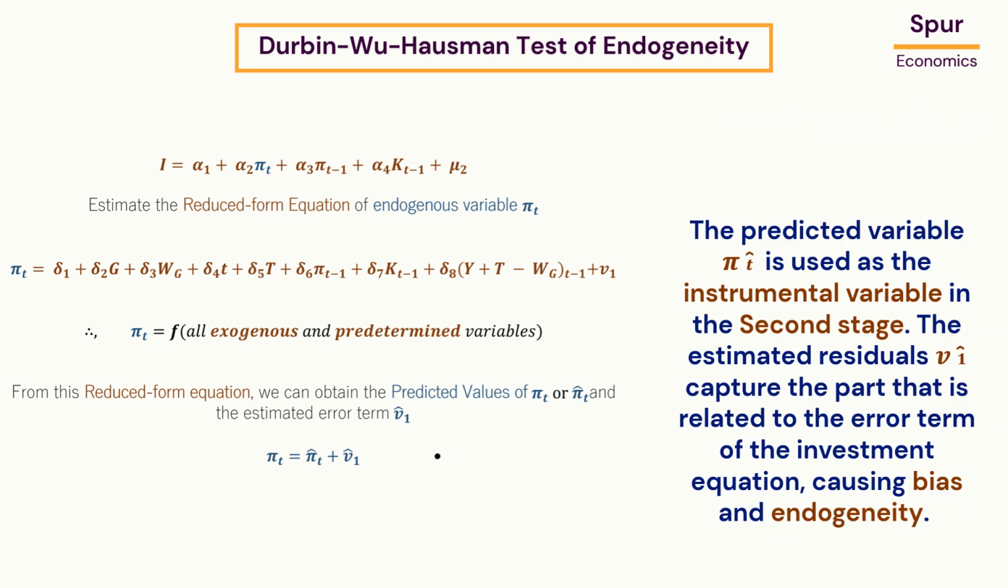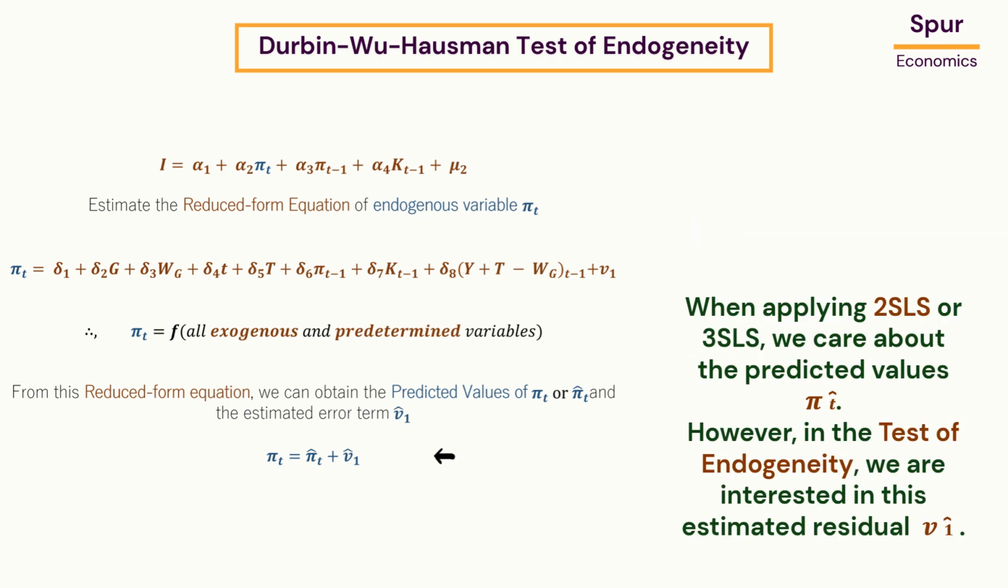The predicted variable pi cap is used as the instrumental variable in the second stage. The estimated residuals V1 cap capture the part that is related to the error term of the investment equation, causing bias and endogeneity. When applying 2SLS or 3SLS, we care about the predicted values pi cap. However, in the test of endogeneity, we are interested in this estimated residual V1 cap.